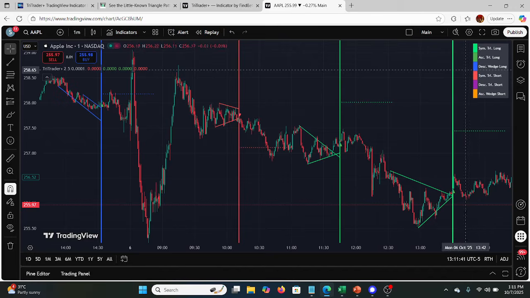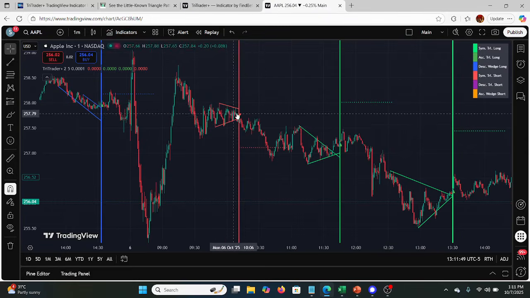So that's the descending wedge long, and this is a good illustration of 2 or 3 of the different actual types. There's 6 in total, so this is half of the types you get. The red is a symmetrical triangle short. You can see a little red arrow here. We had this coiling, and it alerts you when to get in, and then bang, this went all the way down and hit the profit target down here really nicely.